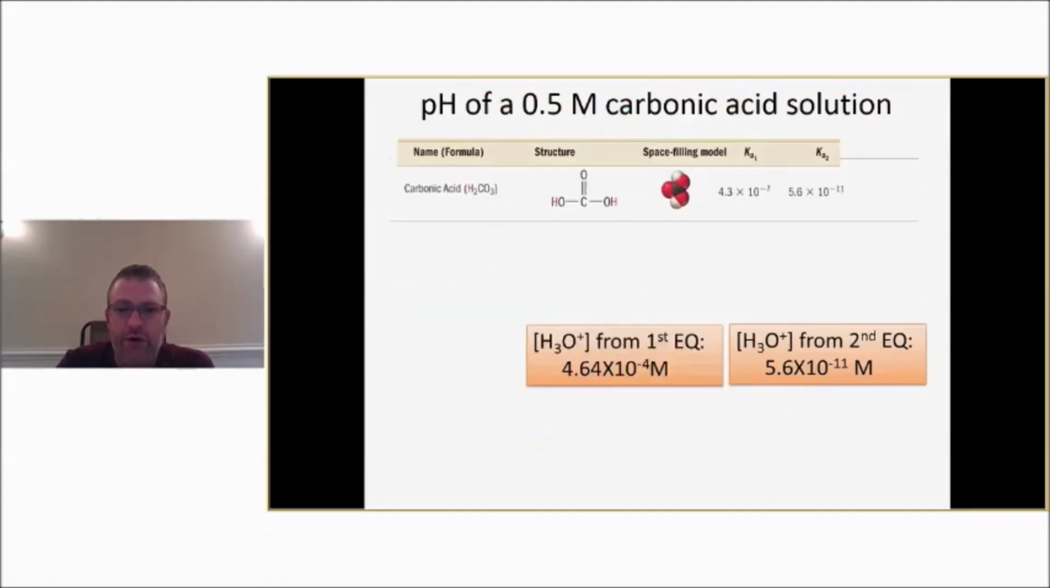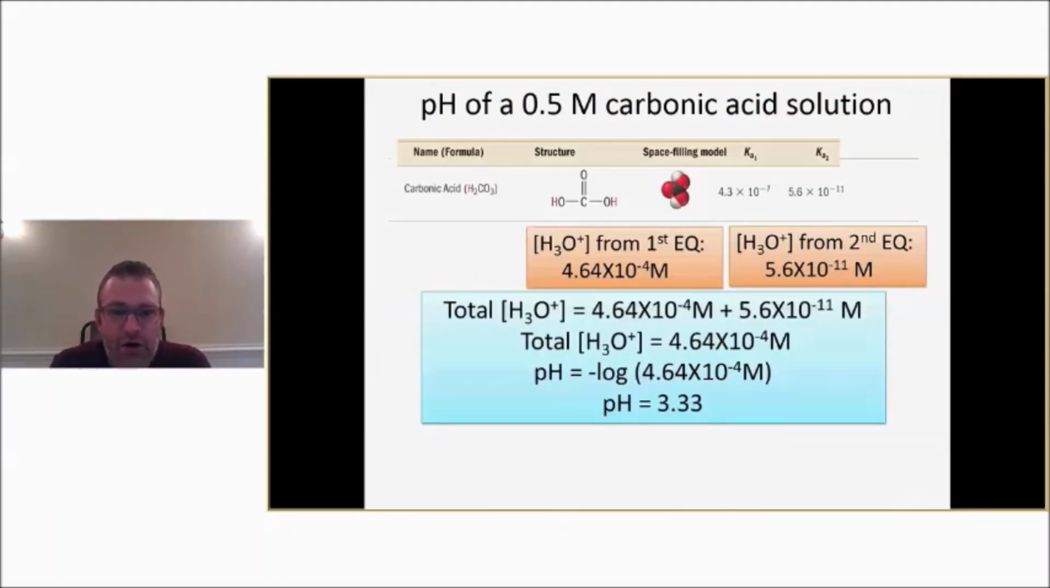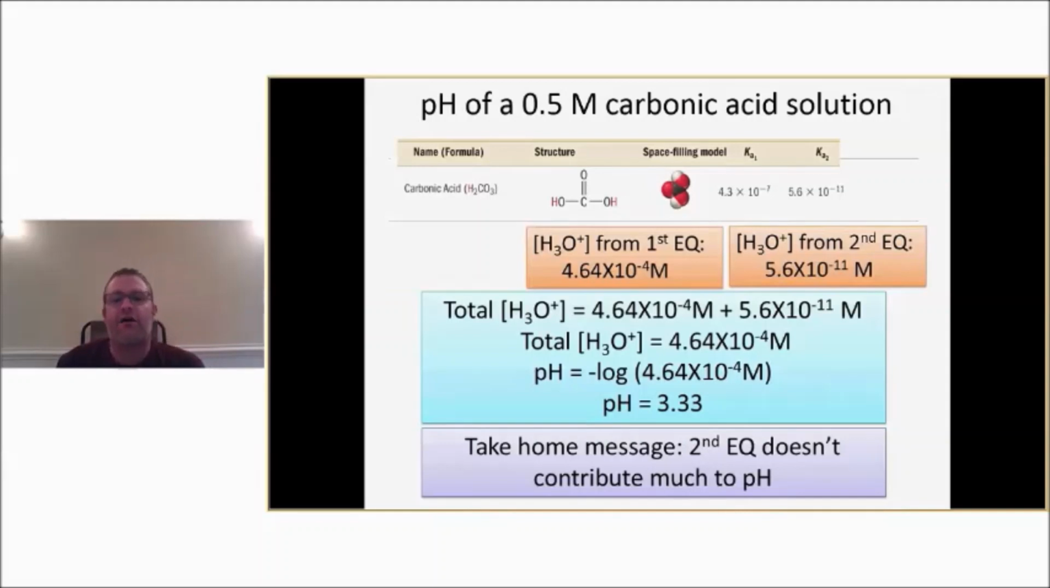Now that we know both equilibria, okay, we can add the total H3O plus together and get a total concentration that is basically the amount from our first equilibrium, and that gives us our pH. The take-home message for a lot of polyprotic systems is that the second equilibrium really doesn't contribute much to the overall stuff because the first equilibrium is so much more powerful.